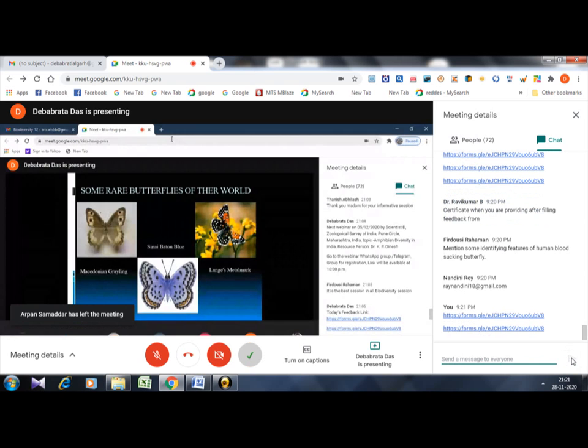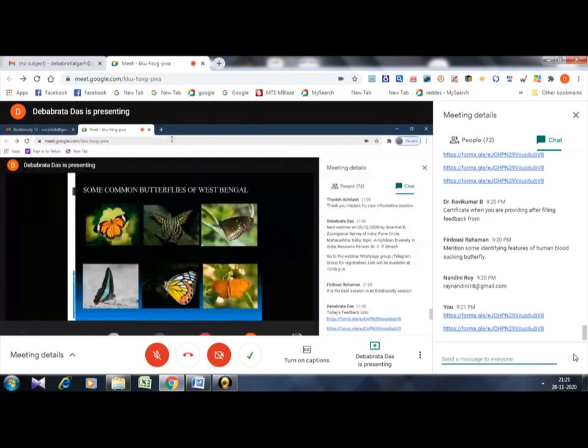Then some common butterflies of West Bengal. Not only West Bengal, they are very common in the whole of India also. Striped Tiger, then the green one you are seeing, a bottom of the Striped Tiger, Common Bluebottle. Then the Tailed Jay, you can see the tail clearly. Then the Common Jezebel, Common Crow, and then Common Castor.